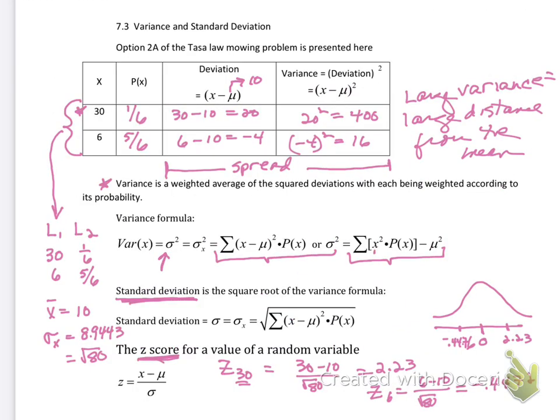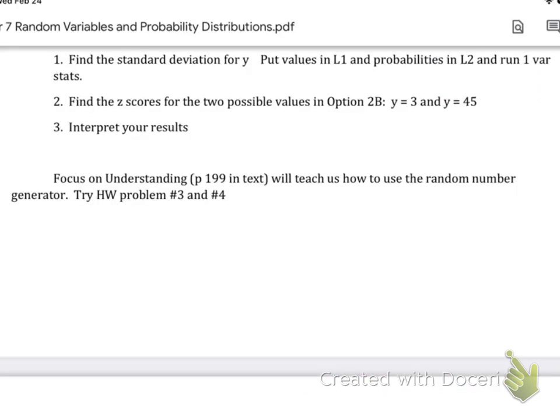So coming back over here, they then talk about the second option. Okay, so the second option, it says, find the standard deviation for Y. Okay, so you can't see what the top is. Put values in L1 and probabilities in L2 and run one variable stats. So they're not even going to do it by hand this time. Okay, so I'm going to do this stuff down here, and then I'm going to do these problems someplace else.